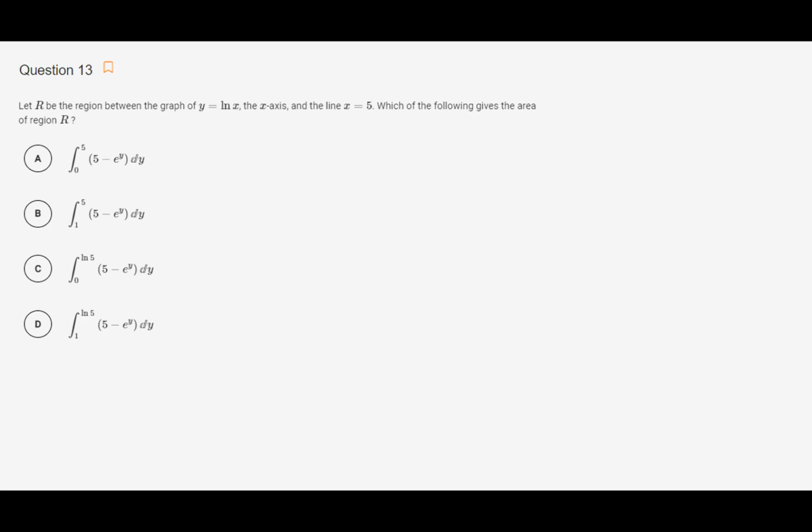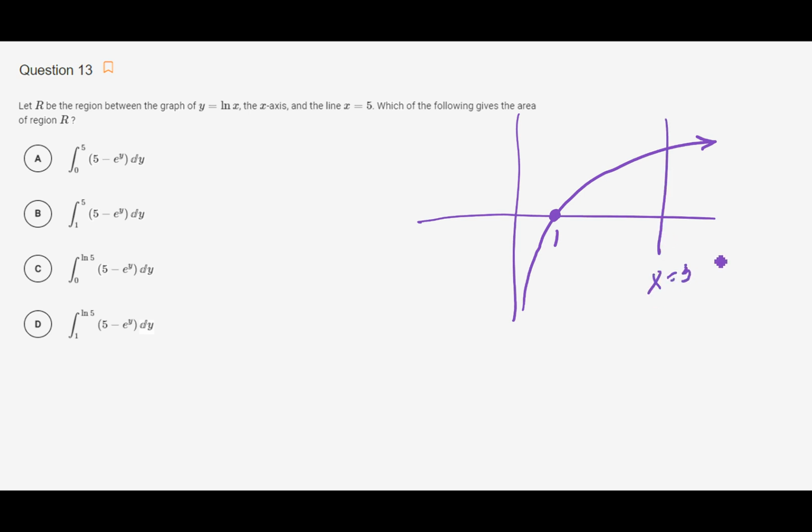Then 13. Oh, I thought I graphed this one. Let R be the region between the graph of y equals ln of x, and the line x equals 5. This is nice to know, because this is a no calculator question, that we need to know what the graph of ln of x looks like. It's crossing right here at 1, and x equals 5 is going to be right over here somewhere. Which of the following gives the area of the region R? This is the region we're looking for.